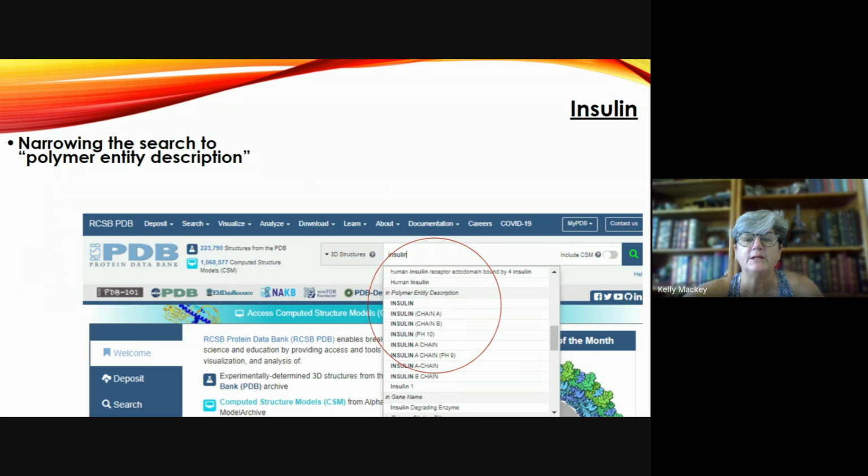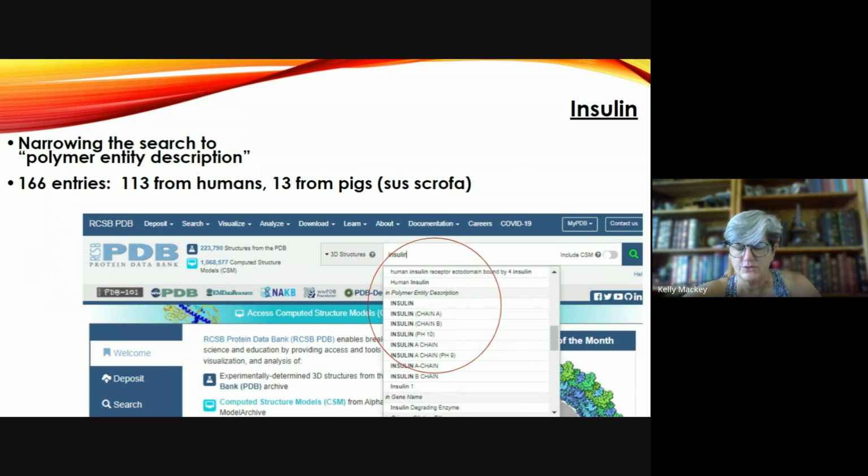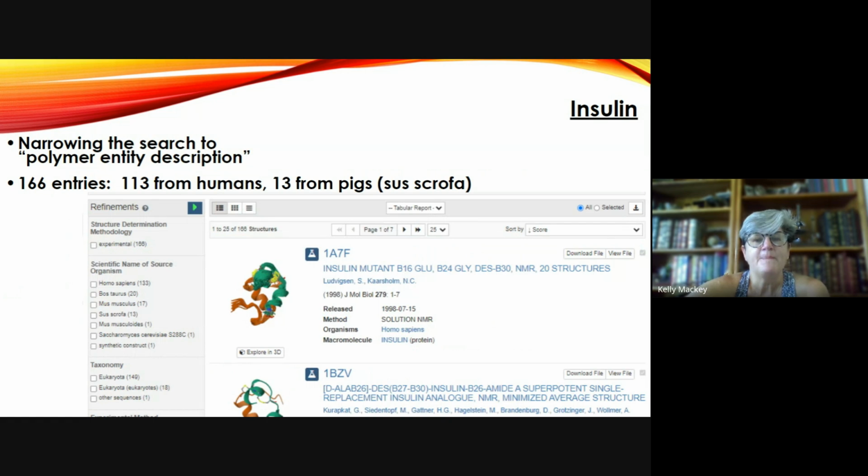And when you click on that, I clicked on just the plain insulin and got 166 entries. Of them, 113 were from humans and 13 were from pigs. And I'm bringing it up because you were asked about pigs later on. And at least one person said they had to look up what the Latin name for pig was. So there, for those of you who didn't know it, it was Scrofa. So that's the answer so far for that.